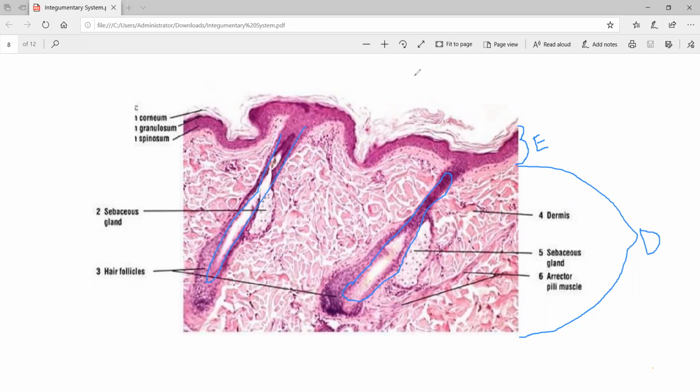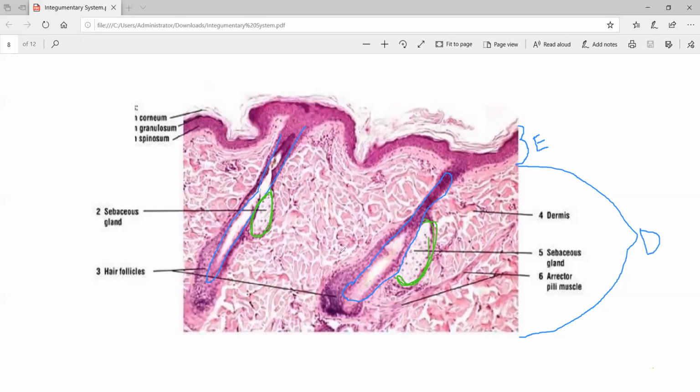Now I'm going to draw in green here. I'm going to trace in green the sebaceous gland. The sebaceous gland kind of looks like cauliflower, or if you've ever cut a garlic pod open, it kind of looks like that. So right here in green is going to be your sebaceous gland.